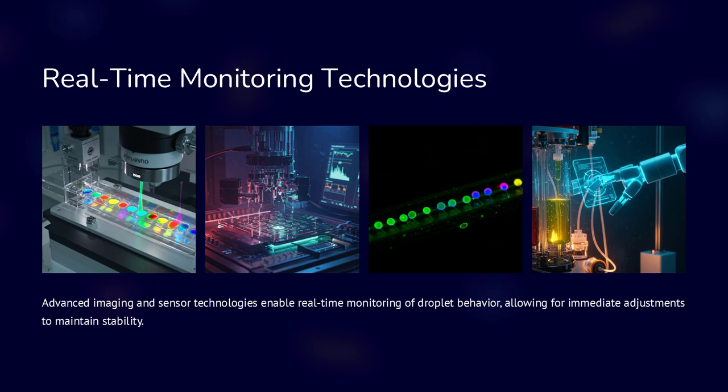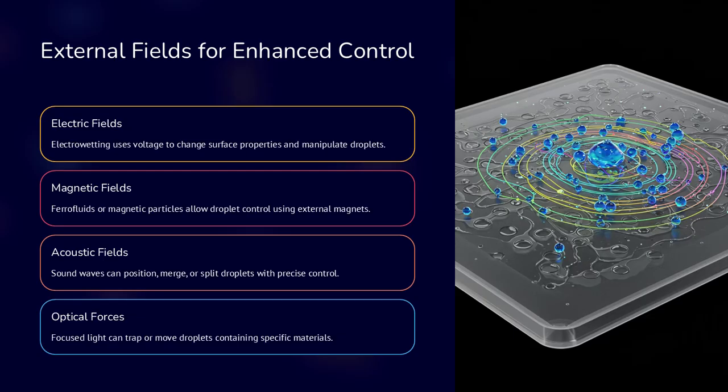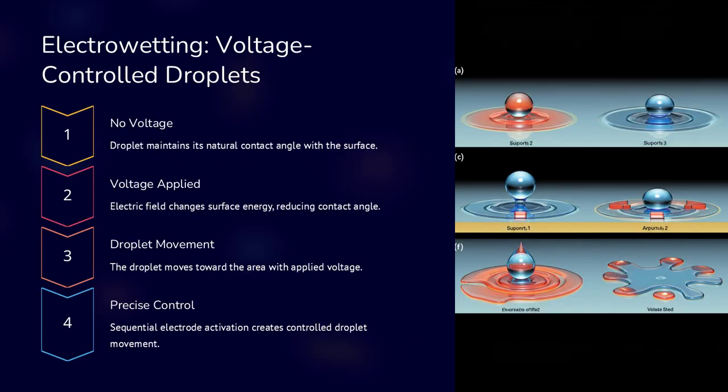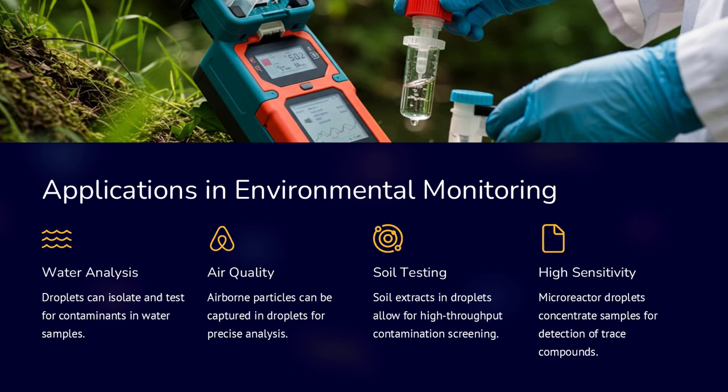In some applications, like drug delivery using lab-on-a-chip devices, maintaining droplet integrity is crucial. For example, a microfluidic device designed to encapsulate a drug within droplets must ensure that these droplets do not coalesce or break apart before reaching their target. How is this achieved? Researchers fine-tune the channel design, fluid properties, and operating conditions to create a robust environment where droplets can travel, merge, or split in a controlled manner.